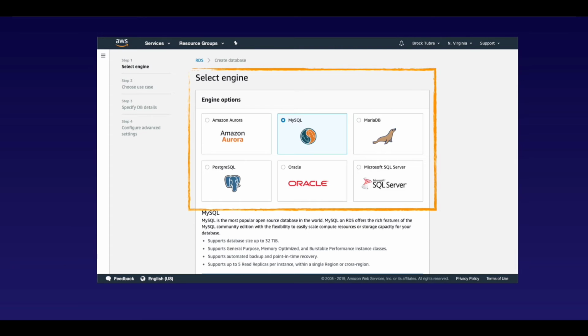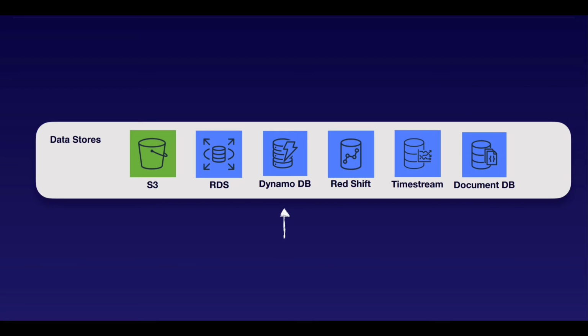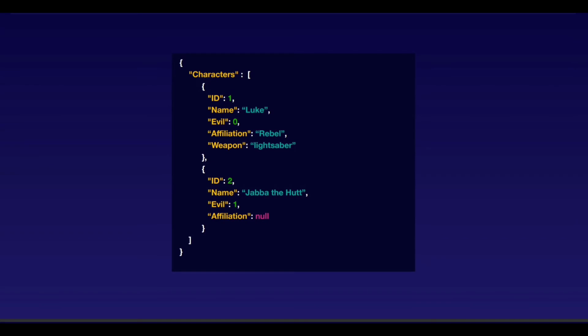The next service we will talk about is DynamoDB, which is a NoSQL database, or non-relational database, that is used to store key value pairs. Now, this service is the best for schema-less data and unstructured or semi-structured data. And an example of what some data in DynamoDB might look like is the following. So here we have some data about Star Wars characters and it's semi-structured data in JSON format.